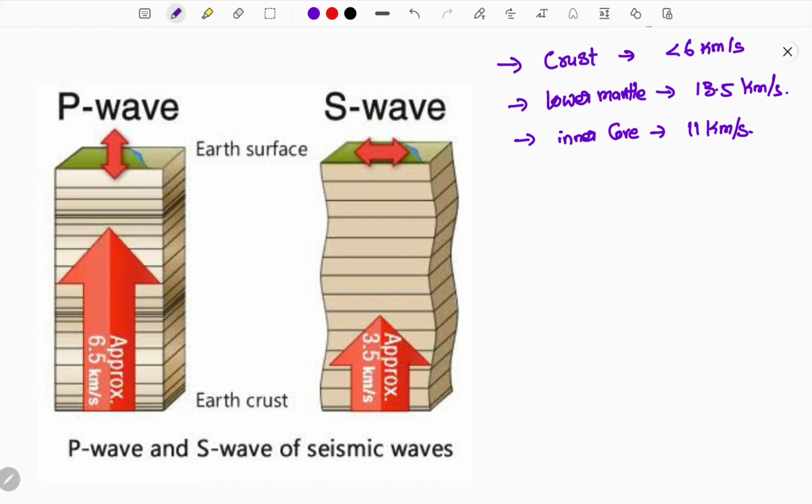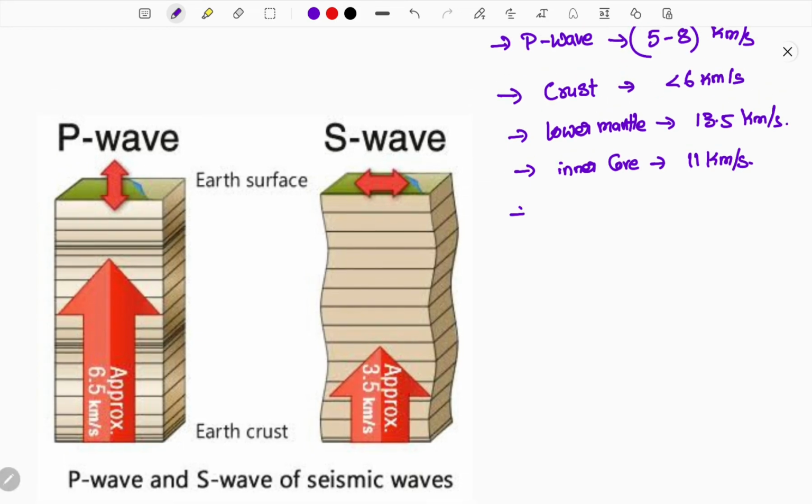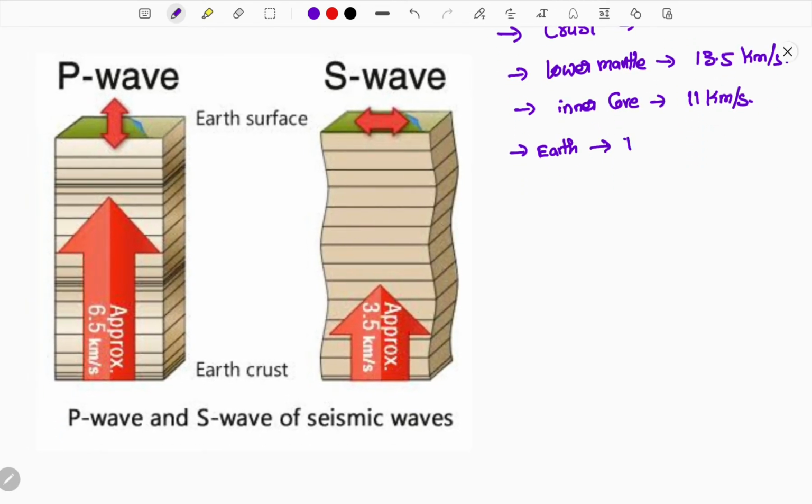So you need to know why the variation, because earth is not a similar structure. If you are studying the earth's interior, it is different, and the density varies. How does it vary? The density of the earth varies based on the regions. So based on the density, the speed of the P waves also varies inside the earth.